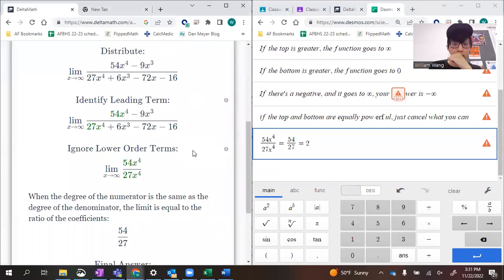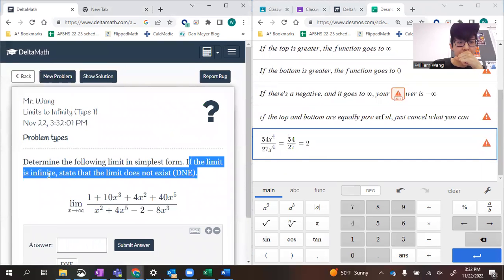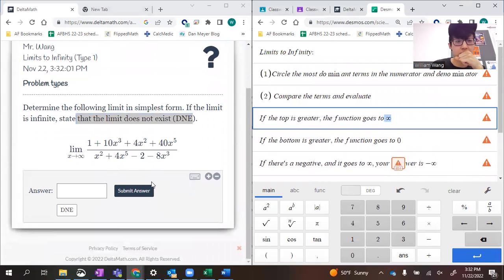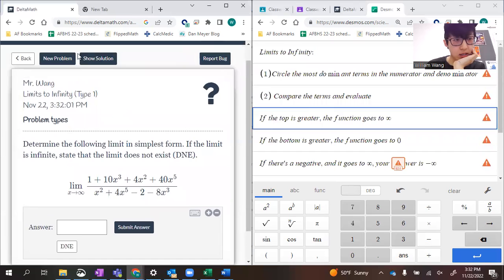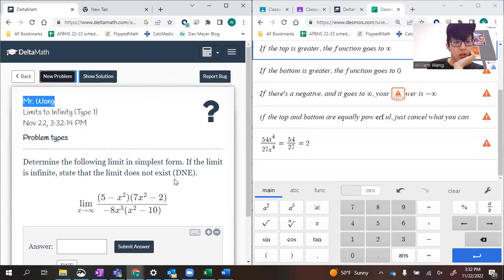All right. Cool. And then they actually tell you if the limit is infinite, state that the limit does not exist. So you actually don't even need to write infinity. You just say it doesn't exist. Let me choose one where that's actually the right answer, so I can show that. Not this one. Okay, this one, the top term is 7x to the 4th. The bottom term is 8x to the 5th. Since the bottom term is more dominant, this one would go to 0.